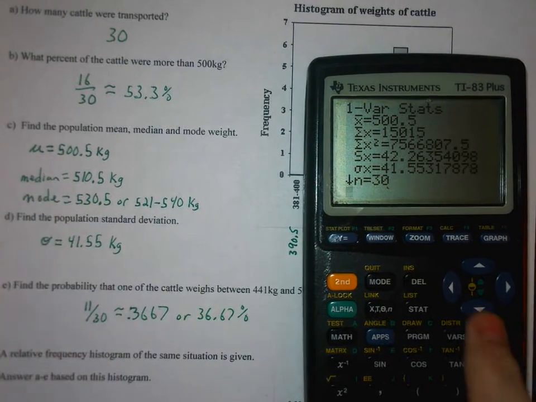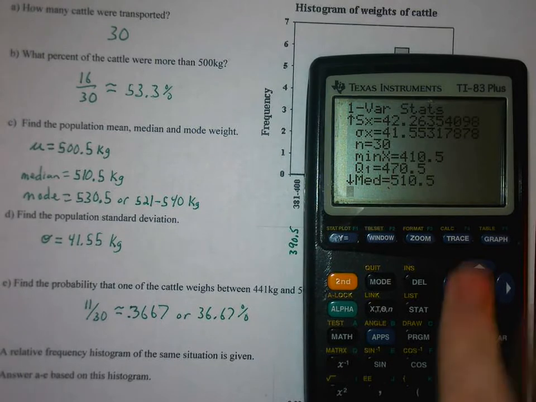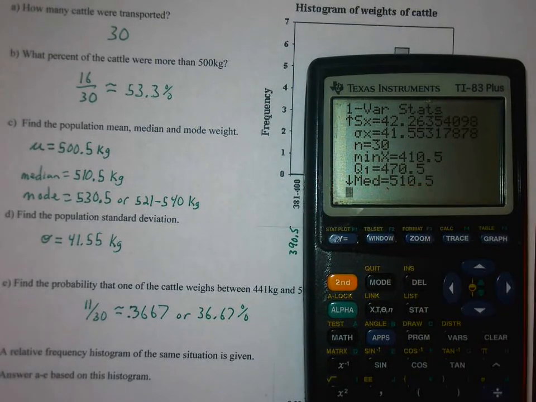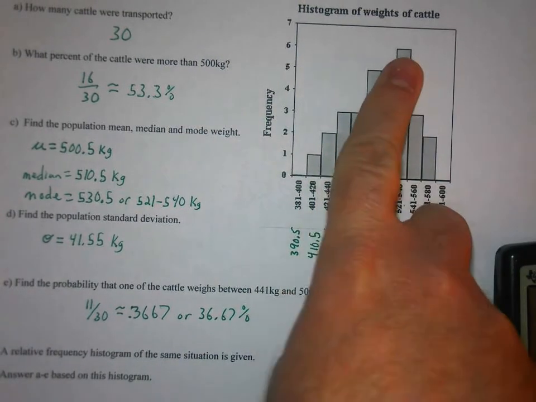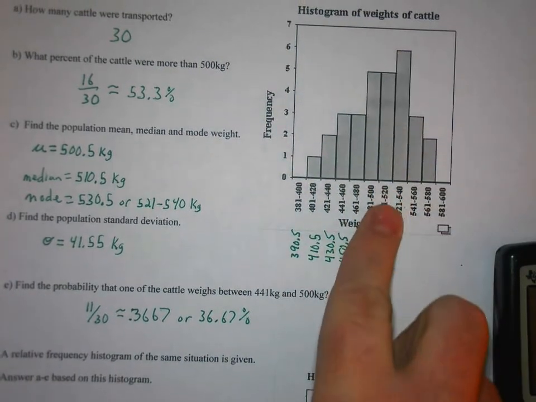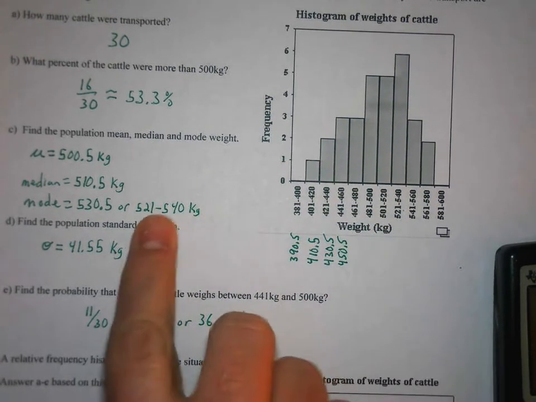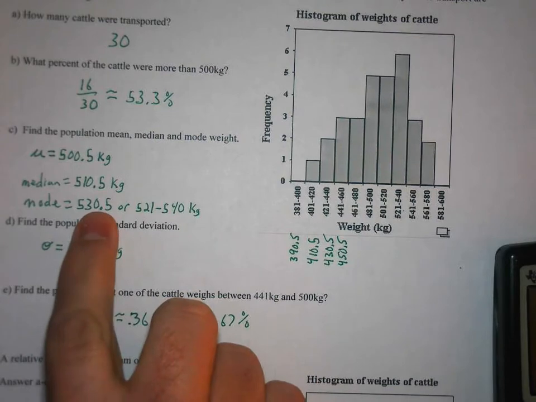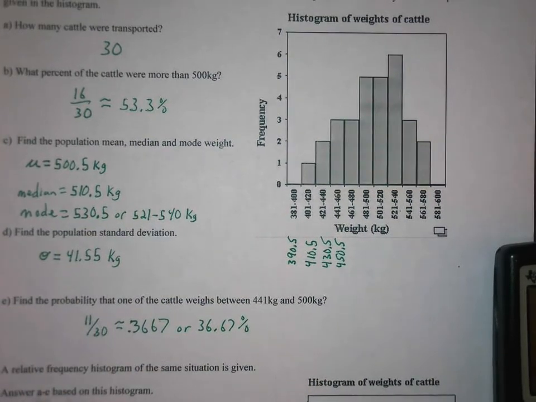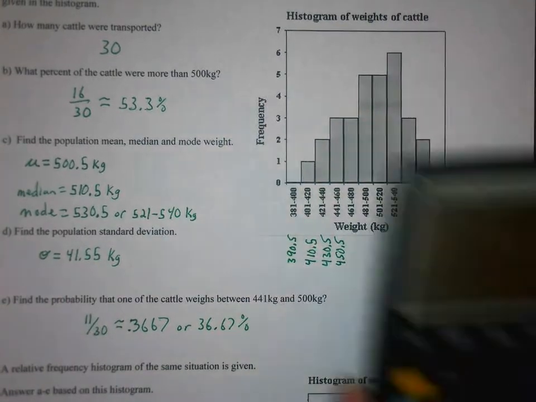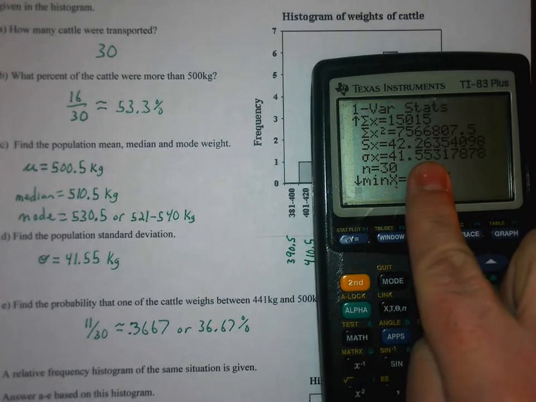The median, if you scroll down in that menu, it'll give you the median is 510.5. And then the mode, the one that occurs most often, well, the highest bar is this one, which is the interval 521 to 540, so you can write that as your answer, or the midpoint of that interval. And then the population standard deviation, sigma. So if we find sigma here, that's 41.55.